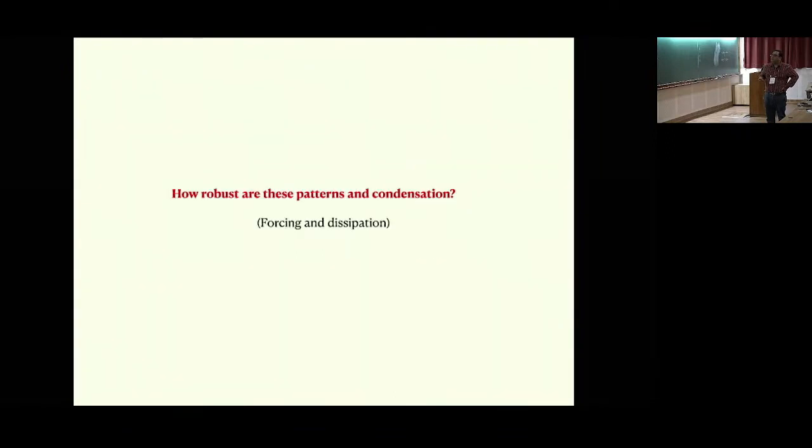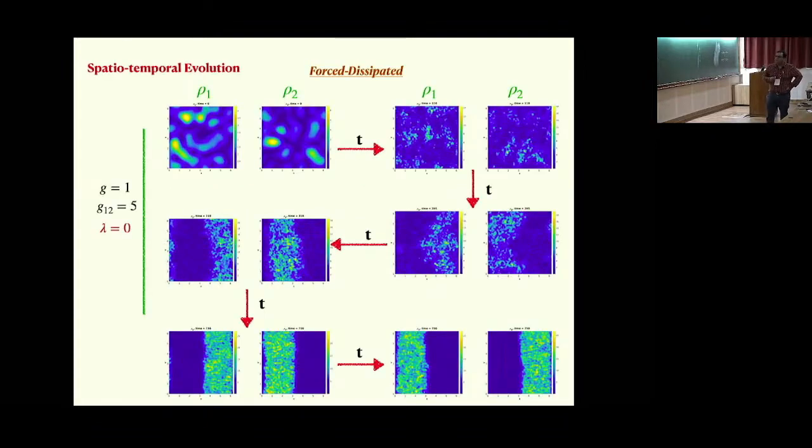But how robust are these patterns and the condensation which is happening under forcing and dissipation? Here I took the same system and introduced dissipation and forcing in 2D, what I was describing for the 3D system. I'm showing component 1 and component 2 density, and this is how time is evolving. This is a binary system with no spin-orbit coupling. I end up with a phase-separated state.